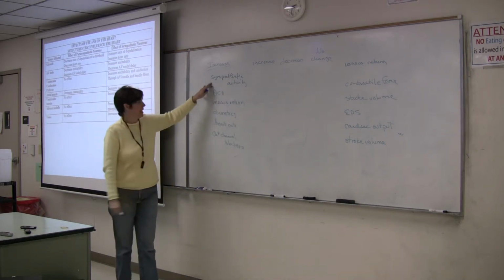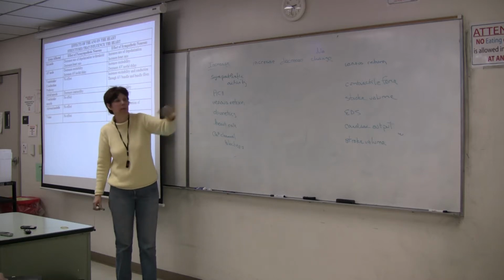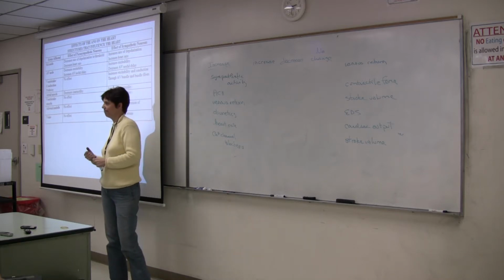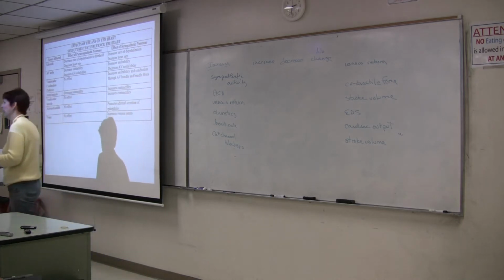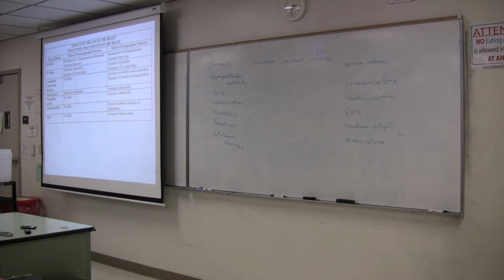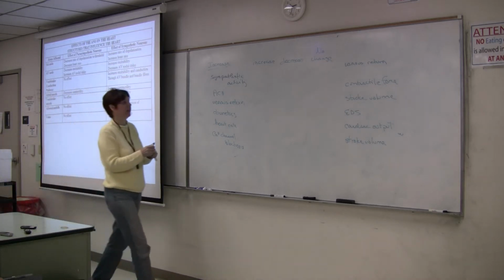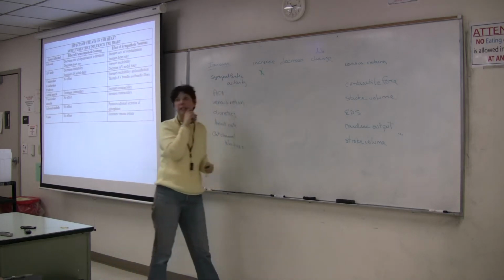So if I increase sympathetic activity, what would be the effect on venous return? Increase. That's kind of a little touchy, because we're increasing heart rate. Okay, and increasing heart rate means that we have less time for ventricular filling, but it also means we have increased stroke output, which is increasing venous return. So overall, the effect of increased sympathetic activity is going to be increase in venous return.